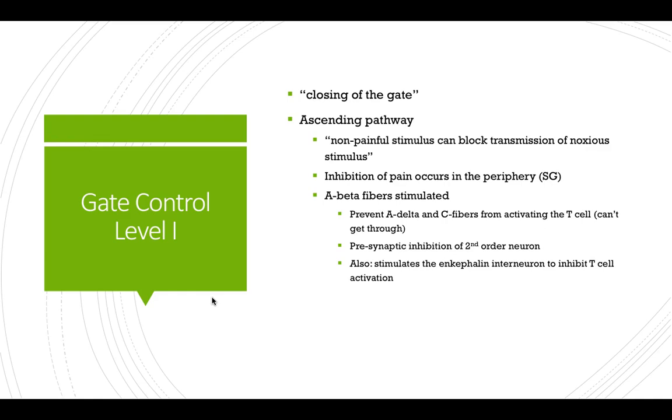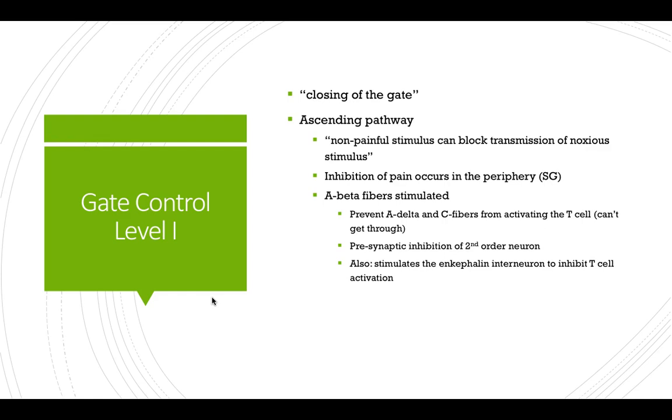So think about what that means. Before the synapse, so before the connection between our first order afferents and the second order, those interneurons that are going to take it up to the brain, to the thalamus, we get a block. That's what presynaptic inhibition of the second order neuron means.